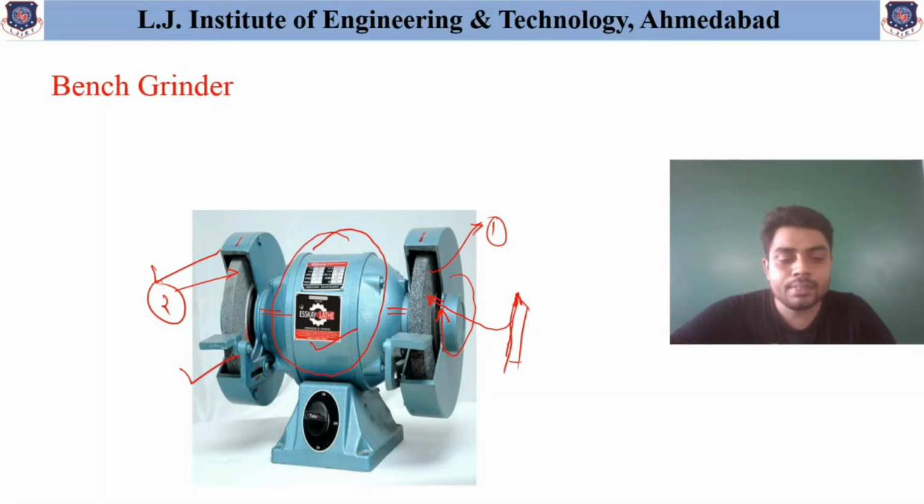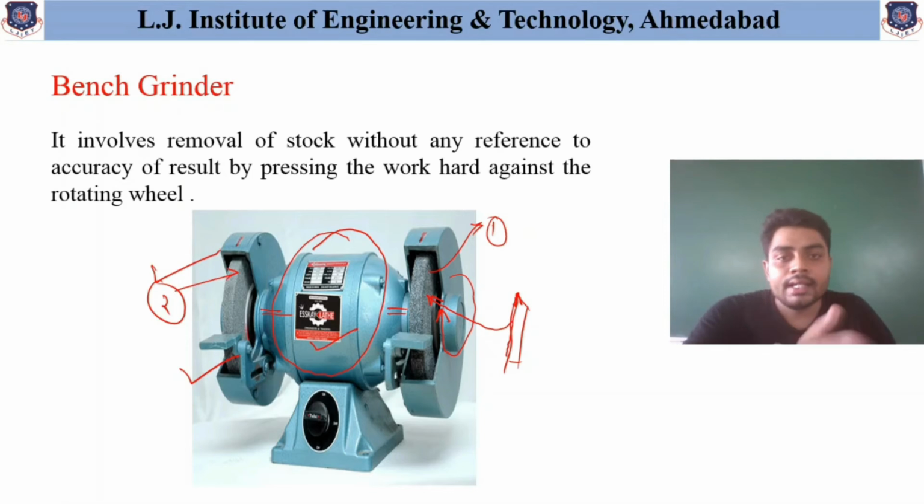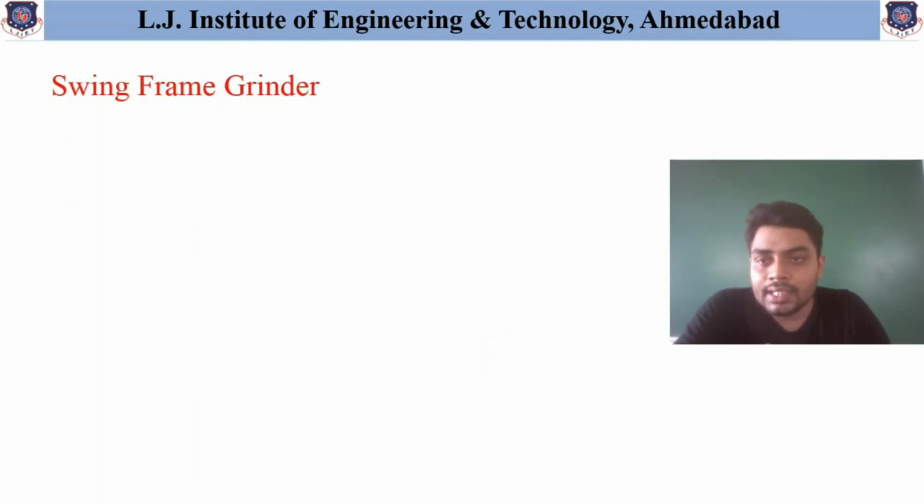So this is a simple bench grinder machine, and as we have discussed, it involves the removal of stock without any reference to accuracy of result by pressing the work hard against the rotating wheel. That means this tool is pressed against this rotating wheel for the material removal or for finishing purpose. Now the next one, that is the swing frame grinder.